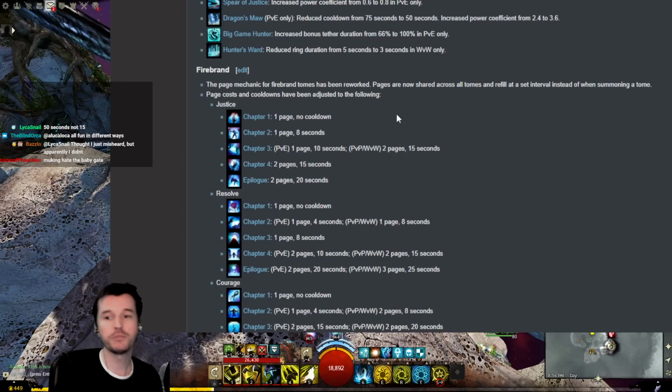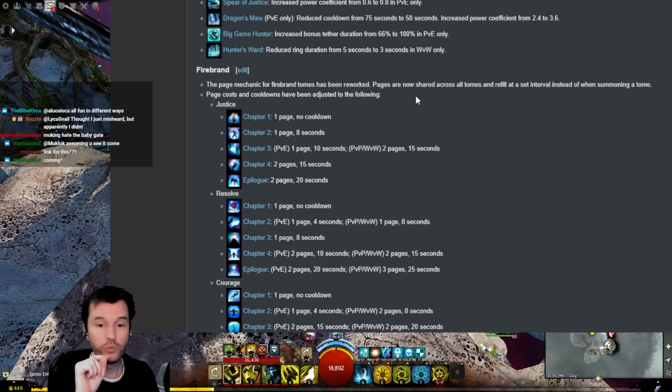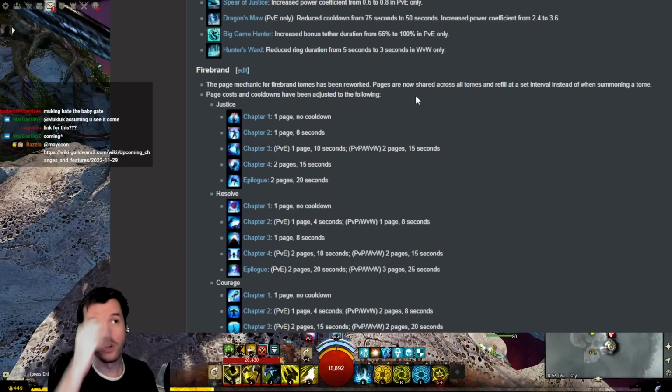Firebrand. The page mechanic for Firebrand Tomes has been completely reworked. One, the Tomes have no cooldown. You can hit F1 and go into it and out of it at any time, just like an engineer kit. However, when you use F1, F2, or F3, you lose their passive bonuses for like 70 seconds. So you don't want to do it unless you need to.